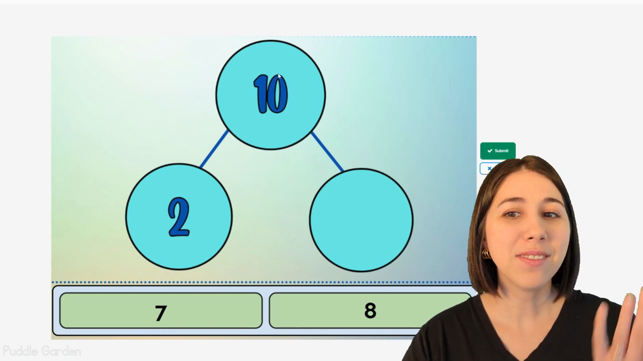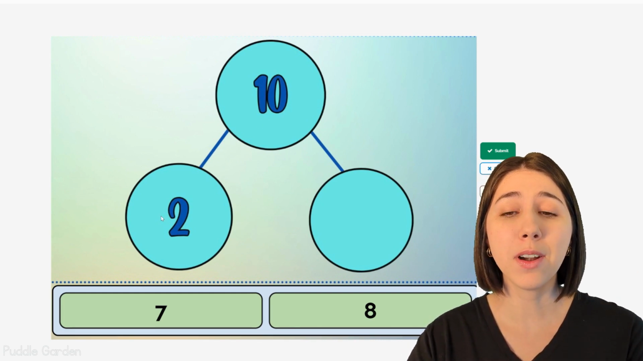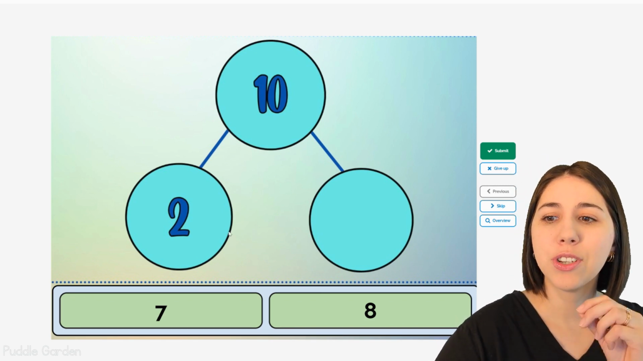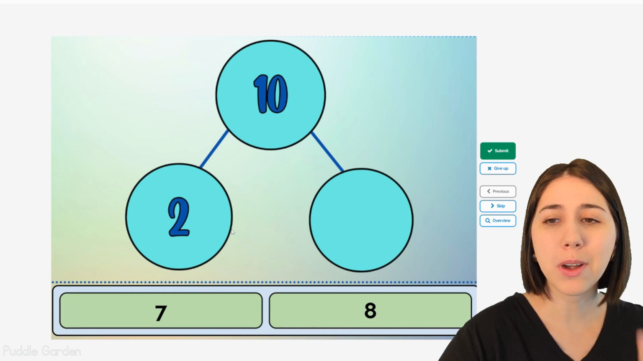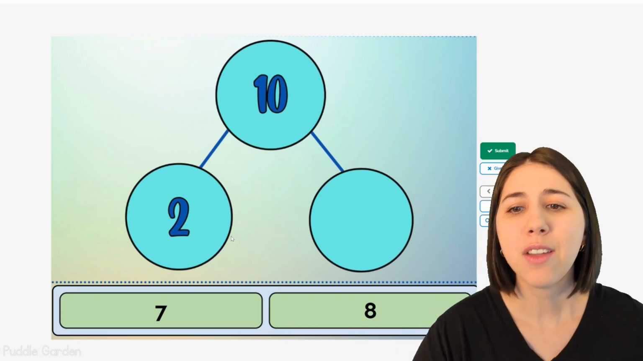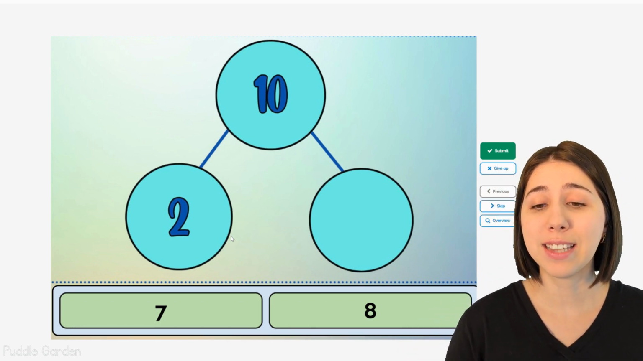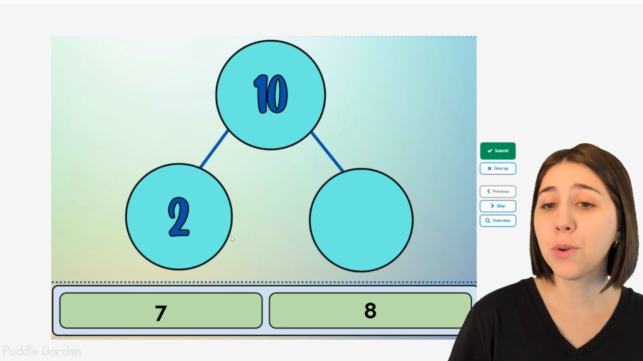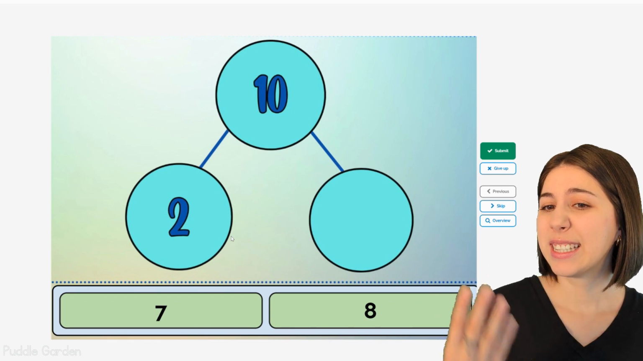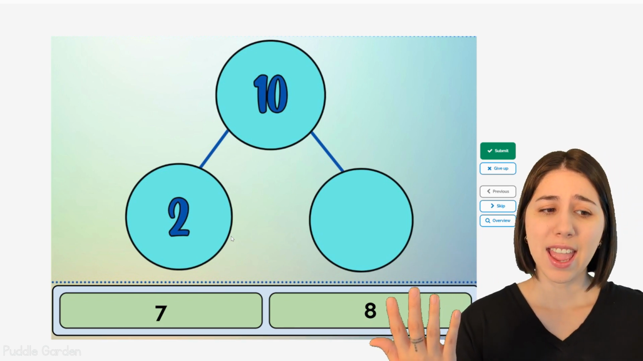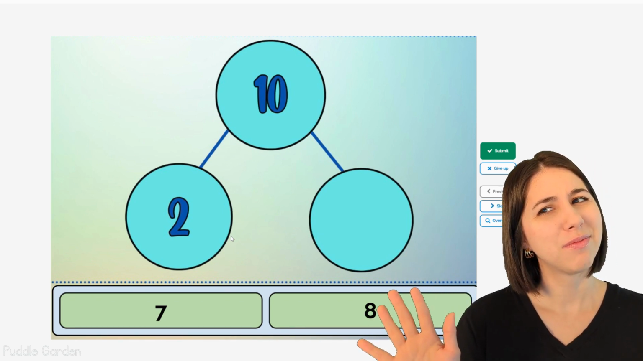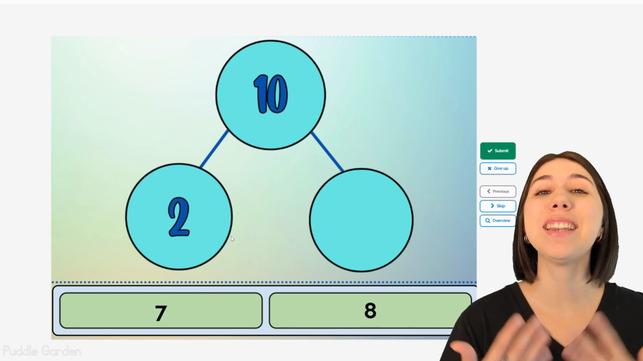Same thing if we have 10 and we have one of our number bonds is 2. What are we going to add to that 2 to get to 10? Let's try 7. If we have 2 and we're going to jump forward 7 numbers, let's try it. If we have 2, 3, 4, 5, 6, 7, 8, 9. Is that 10? No, that got us to number 9.